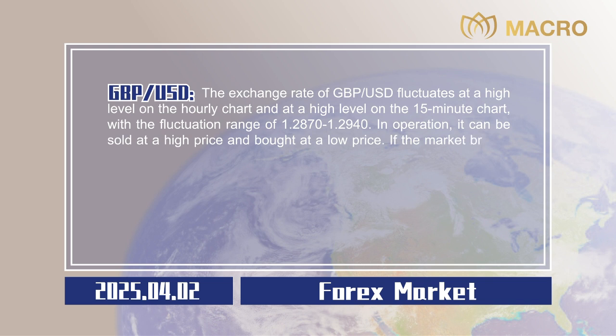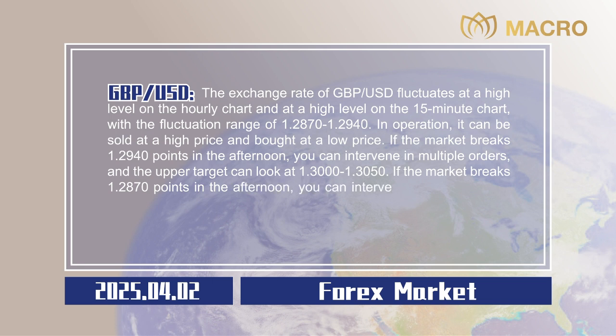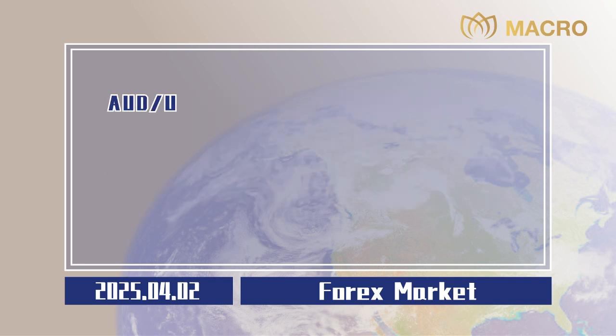If the market breaks 1.2940 points in the afternoon, you can intervene in multiple orders, and the upper target can look at 1.3000 to 1.3050. If the market breaks 1.2870 points in the afternoon, you can intervene in empty orders, and the lower target can look at 1.2820 to 1.2780. Stop losses are all 20 points, 0.0020.